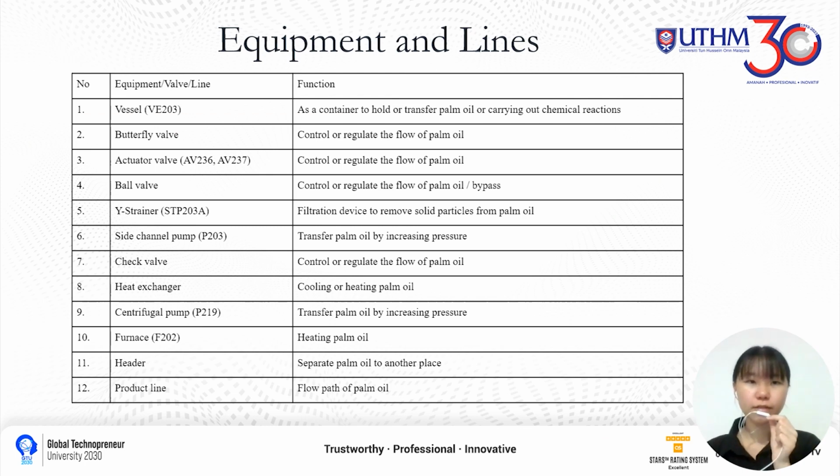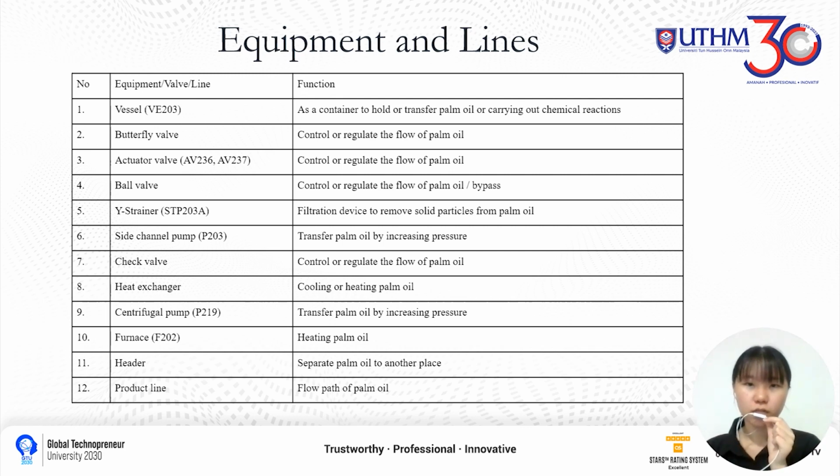For equipment and line in the process for T209, we have vessel VE203 as a container to hold or transfer palm oil or carry out chemical reactions. We have valves including butterfly valve, actuator valve, ball valve, and check valve to control or regulate the flow of palm oil, and there is a ball valve used as a bypass. We have Y-strainer STP203A, which is a filtration device to remove solid particles from palm oil. Pumps such as side channel pump and centrifugal pump transfer palm oil by increasing pressure.